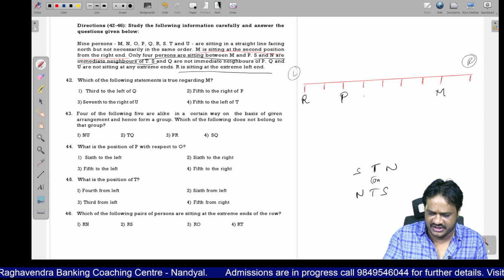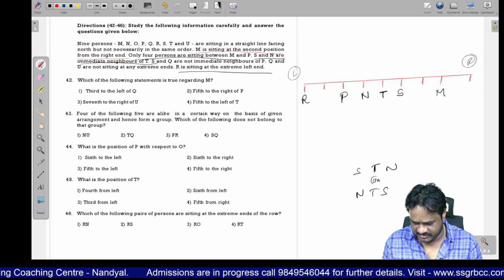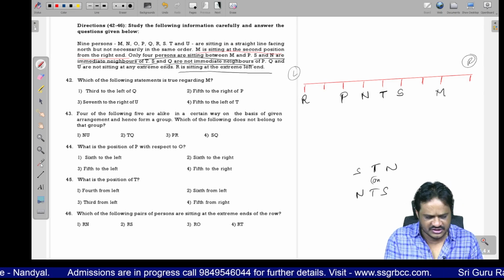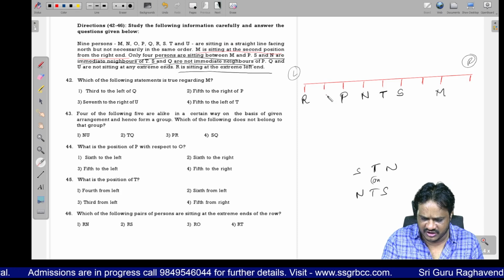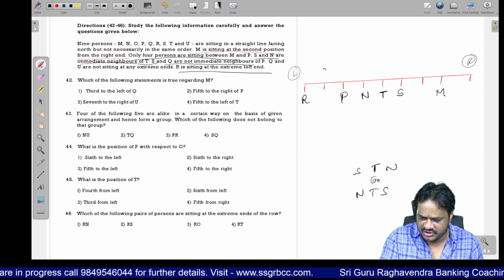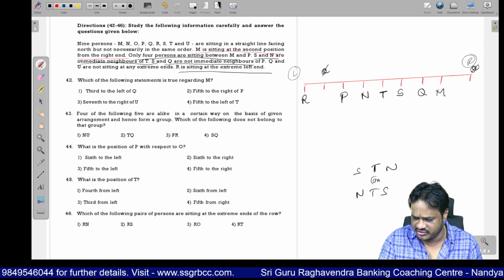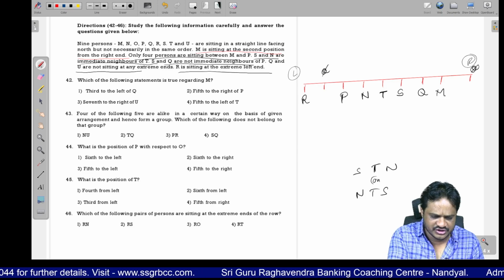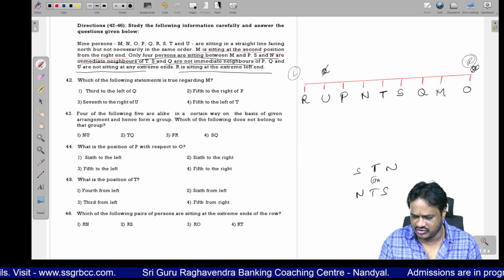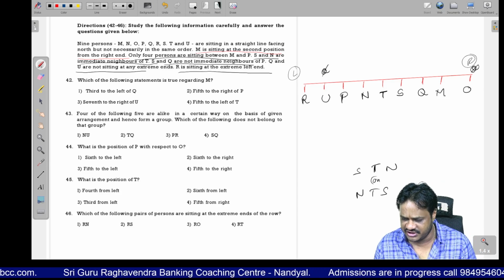Here, if you can't write S, you can write N followed by T, S. Then Q is not the neighbor of P, so Q will not come here. Q and U are not at the extreme end, so Q will not come here. So Q you will get here. U is also not at the extreme end, so U will come here. Then we are left with O. So the correct arrangement is R, U, P, N, T, S, Q, M, O.